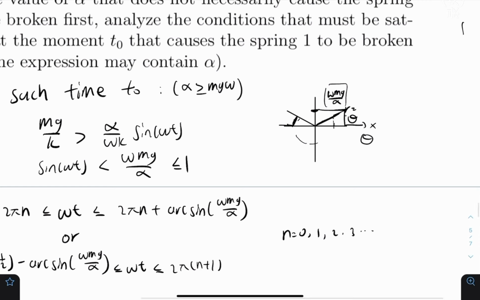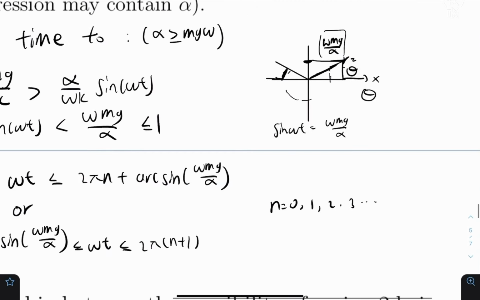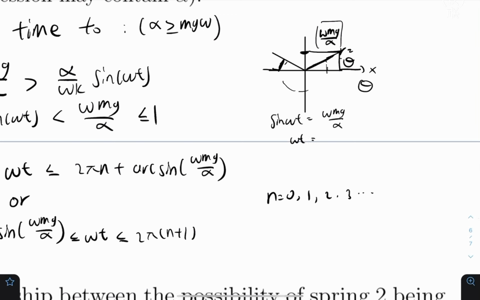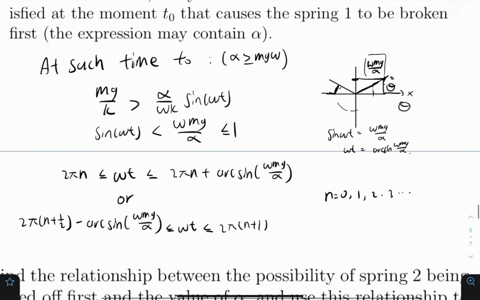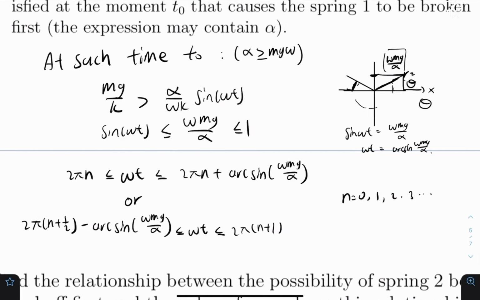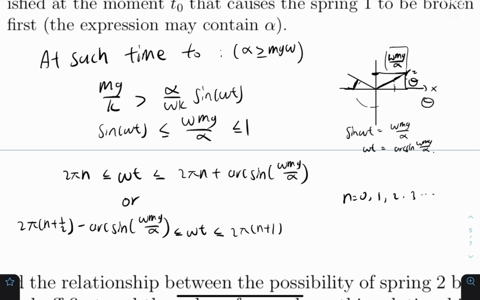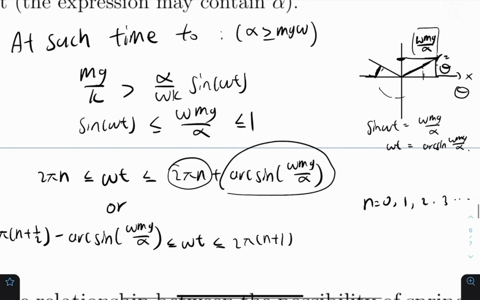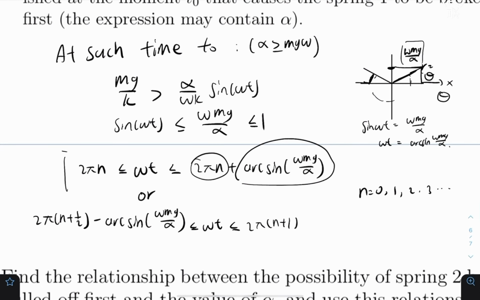And from this, you can set sine ωt to be equal to ωmg over α, right? And now you can see ωt is actually equal to arcsine of ωmg divided by α. And to find the angle, we basically need to add 2πn to theta. And so the angle must satisfy these two conditions.